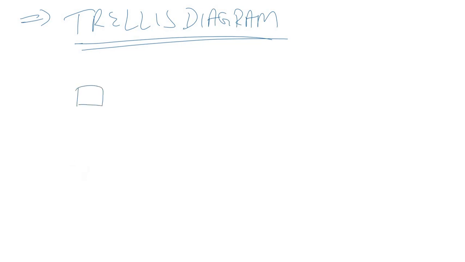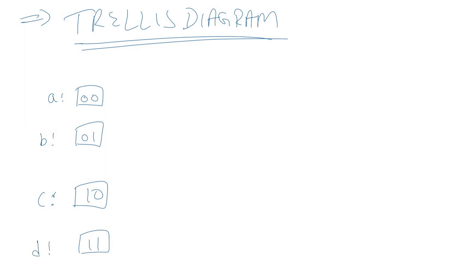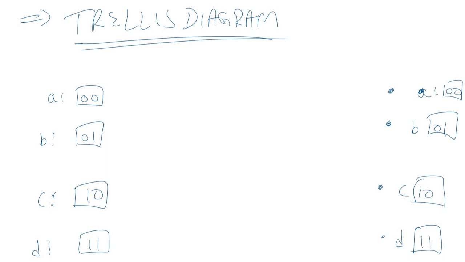So we have 4 possible states. That's 0, 0, which is state A, and then we have 0, 1, which is state B, and 1, 0, which is state C. Initially we assume that the encoder is in state A, where all the shift registers are 0 at the start of the encoding.